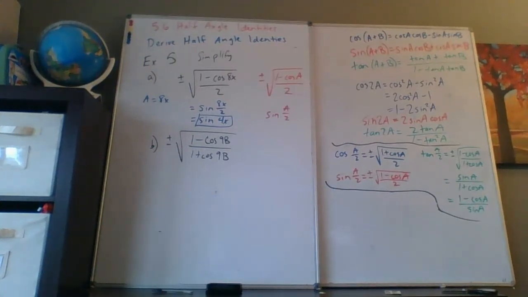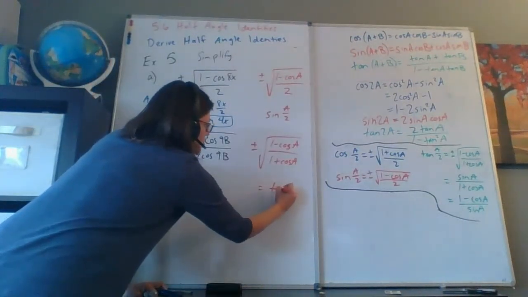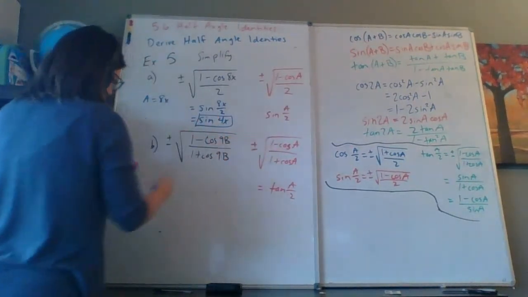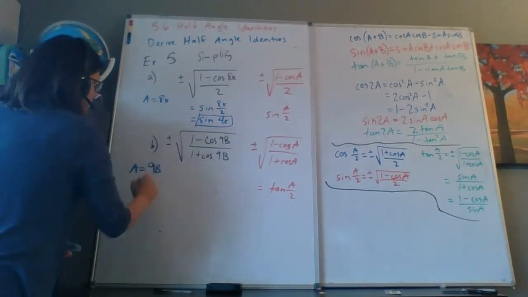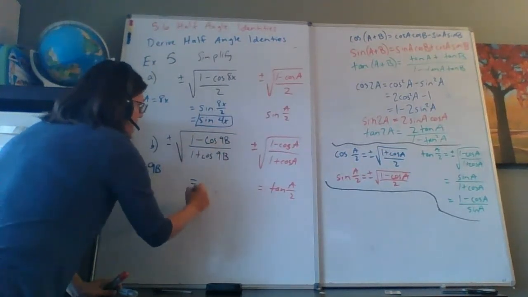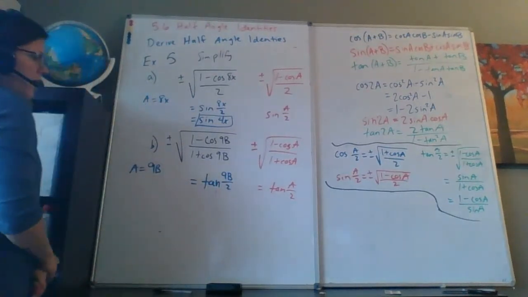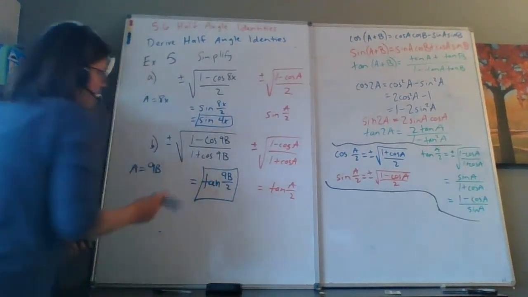So again, comparing it to our half-angle identities, we notice the 1 minus cosine over 1 plus cosine inside a square root is the half-angle identity for tangent. And this is equivalent to the tangent of A over 2. So comparing these, again, we can see that our A is 9b. This quantity is the same as tangent of 9b over 2. And since 9b over 2 cannot be simplified any further, that is actually our final answer.